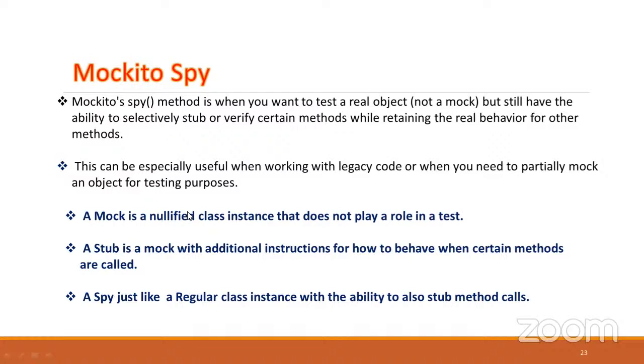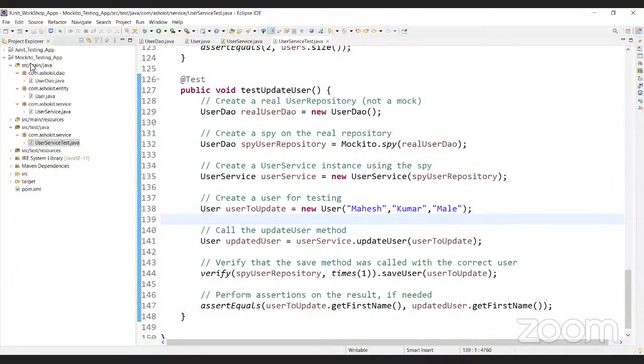Mock is nothing but a dummy object for the original object. Stub is nothing but setting the behavior for the mock object's method. Spy is nothing but calling the actual method from the original class while stubbing. Understand? This is about the application, guys. Hope you guys are comfortable.